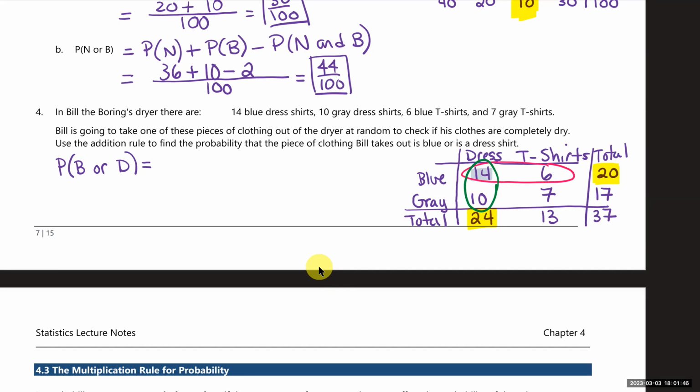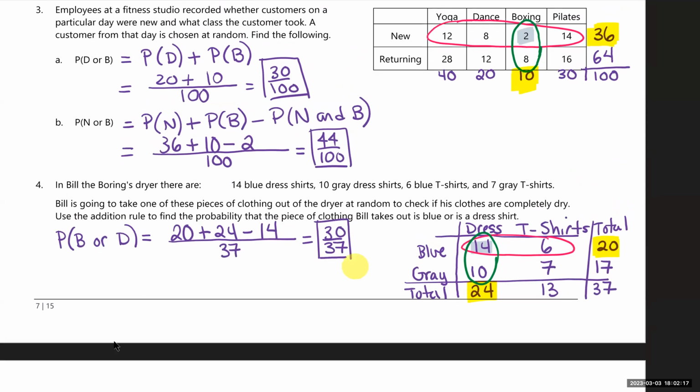All right, so again, rather than writing the whole rule out, which you can if it helps, I'm just going to go through that process. I take all the blue ones, plus, or is plus, I take all the dress shirts, and then I make sure to subtract any shirts that were part of both of those groups. All right, and that should be 30 over 37. All right, and that ends the addition rule, the or rule for probability.